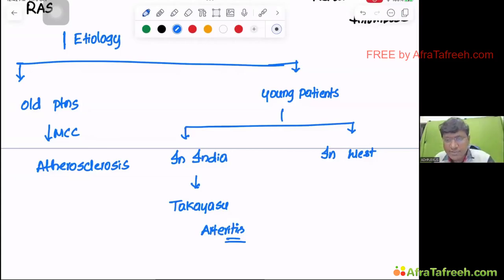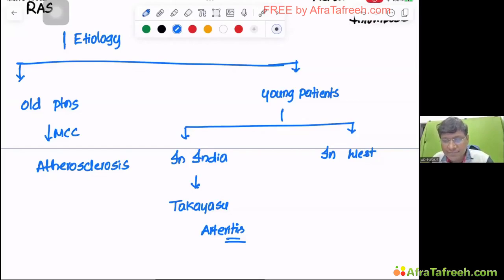What is the most common vessel affected in Takayasu? Right, that is not temporal, Soumya. Temporal is in giant cell arteritis. That is temporal arteritis, right? Whereas here, it is the subclavian artery. Subclavian artery is the most commonly affected vessel.